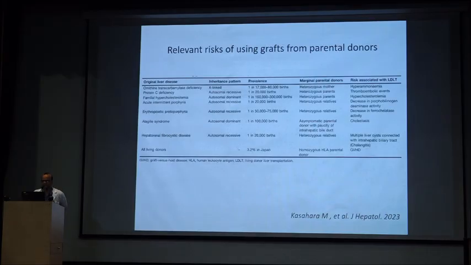This is the relative risk of using grafts from parental donors. First comes ornithine transcarbamylase deficiency, OTCD, that is X-linked, 1 in 17 to 18,000 births.